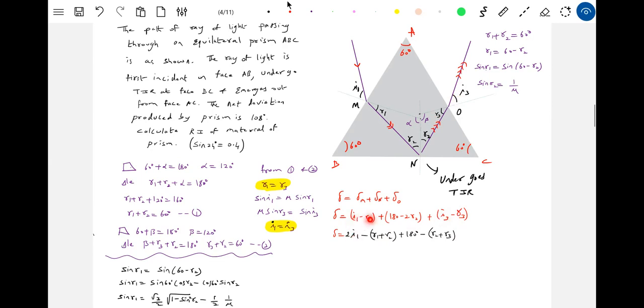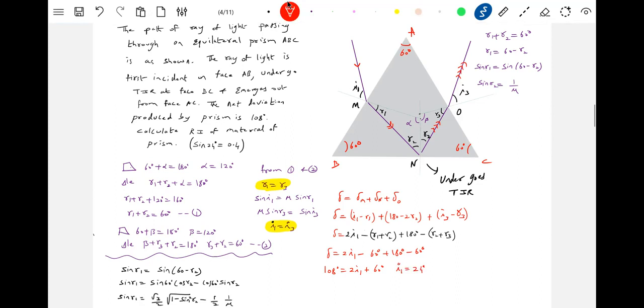So 2 I1, so one R1 and R2, R1 plus R2, other R2 and R3 will get here. Okay, fine. 2 I1. R1 plus R2 is 60 plus 180. R2 plus R3 is also 60. Deviation how much given? 108 degrees. 108 degrees, 2 I1, this will be 60 degrees plus 60 degrees. So I1 equal to 24 degrees.